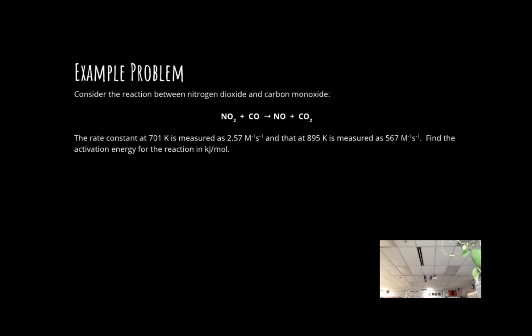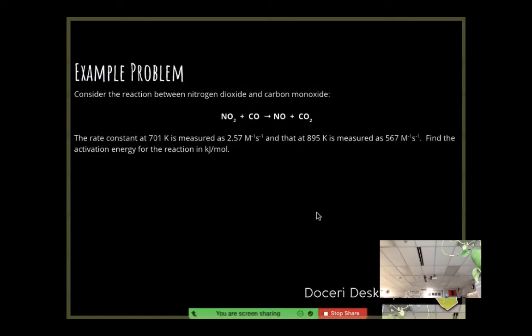Okay, so here's an example. So again, we're using the equation ln(K2/K1) = (Ea/R) × (1/T1 − 1/T2).